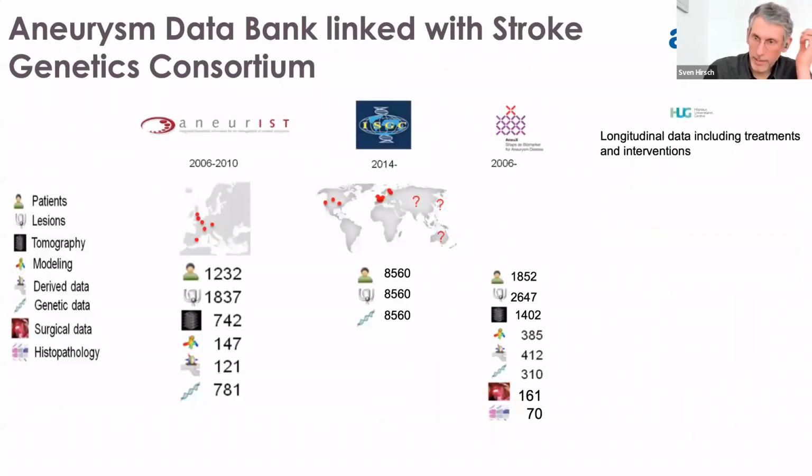Then we went on and gathered more and more data. And that's what the group in Geneva does. On the left and right you see the data bank that I showed you before. They gather tissue samples, so they have a tissue database. And the next thing we did is we connected to the so-called International Stroke Genetics Consortium. The Stroke Genetics Consortium sequences tissue samples, and they also collect the patient information.